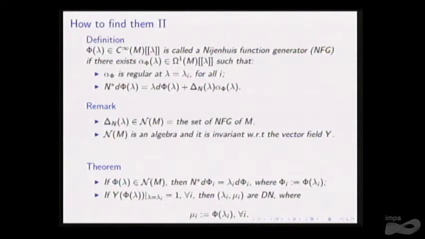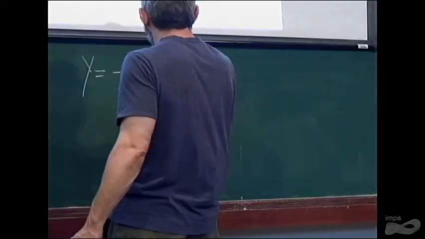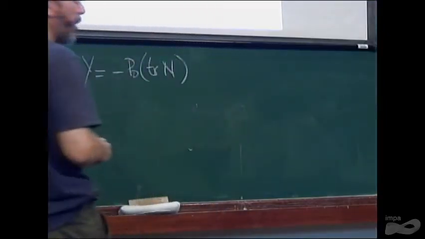So in particular, if we call N(M) the set of Nijenhuis generating functions of M, delta_N lambda is one of these functions. And it is possible to show that this space of Nijenhuis generating functions is an algebra which is invariant with respect to the vector field Y. The vector field Y is P_0 trace of N.